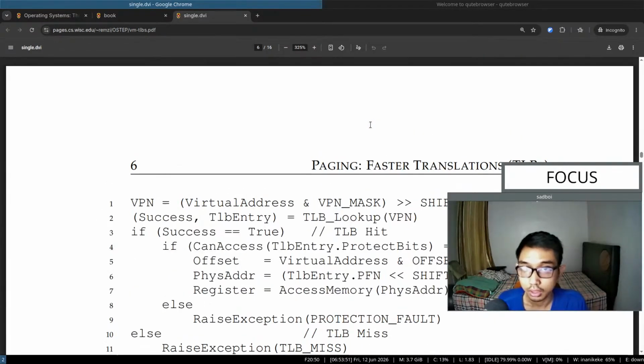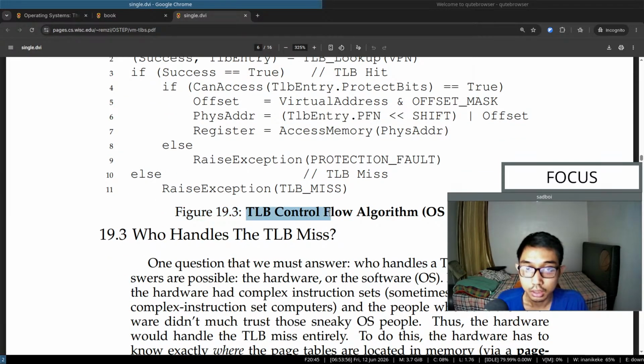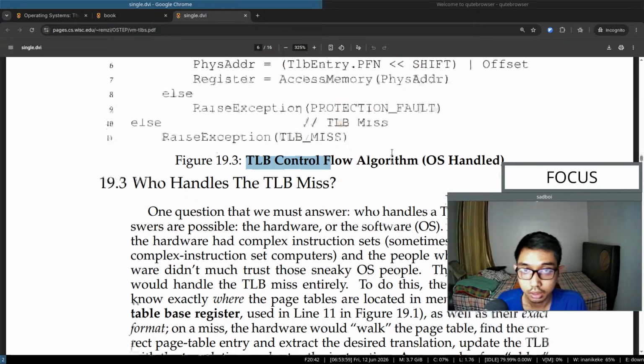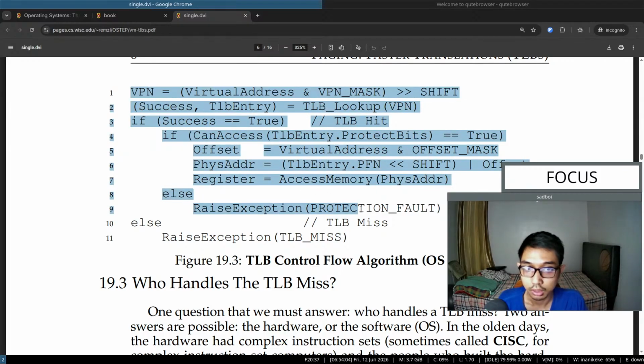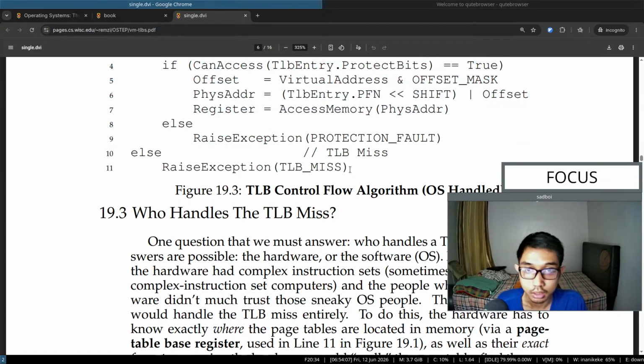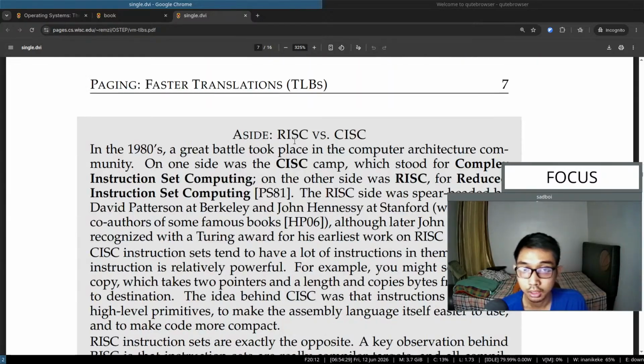Okay, it looks like in figure 19.3, the translation lookaside buffer control flow here is from the hardware side, and then when we cannot find the translation in the translation lookaside buffer, which causes the TLB miss, then the operating system takes control of that. Maybe something like that. Okay.